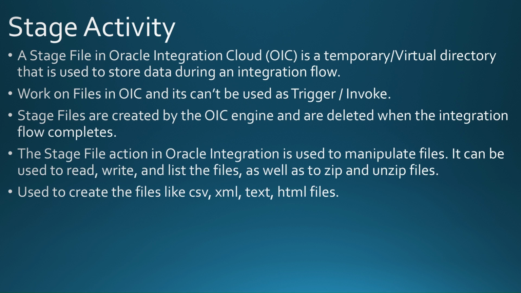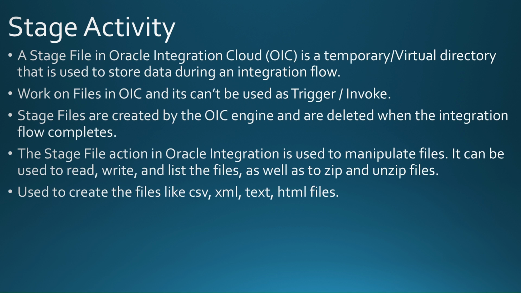So when you create a stage file activity, it will generate a virtual directory, so you can store any files in that location. You can pull the files from the application server and you can place that file in the virtual location, and you can use those files for further processing. Either you can send them to any web services or you can call any SOAP services and pass that file.